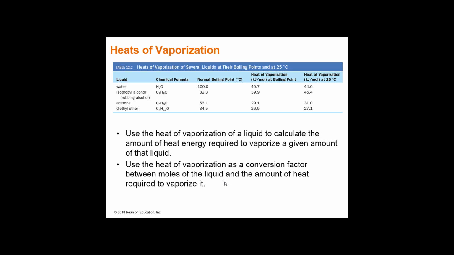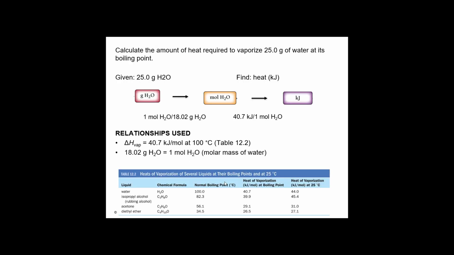Okay, so here are some values for heat of vaporization and normal boiling points, and you can see the amounts in kilojoules per mole for water, alcohol, acetone, and so forth. We use these to calculate how much heat is required to vaporize a given amount of liquid. So if we have a certain amount of liquid, we need to know how much heat it's going to take to vaporize it away. And we can also use this as a conversion factor. So this is in your book.